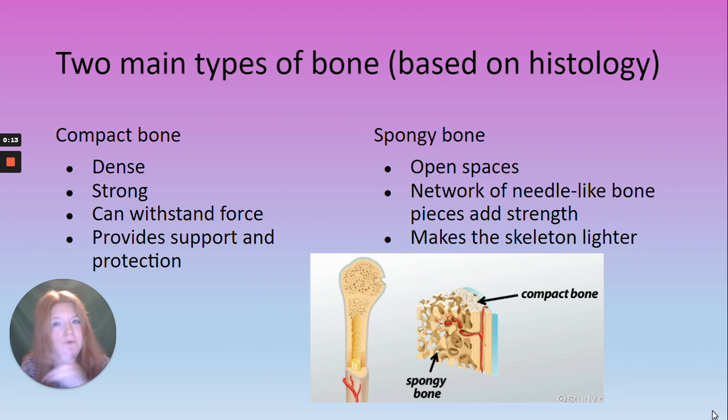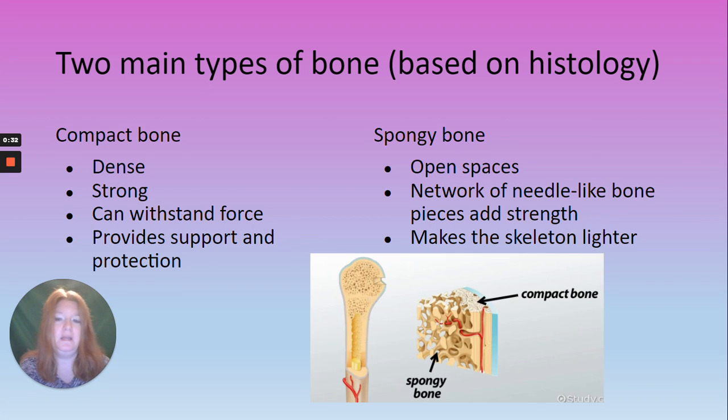There are two main bone types that are based on histology. So we have compact bone, and most people, when they think of bone, think of compact bone. It's dense, it's strong, it can withstand force, and it's what provides a lot of support and protection. Okay, it's the white outside of our long bones.